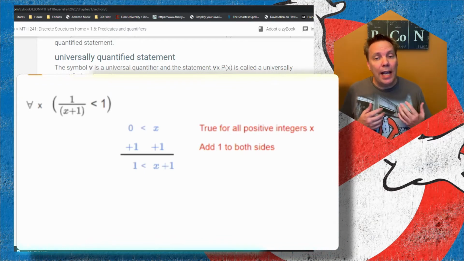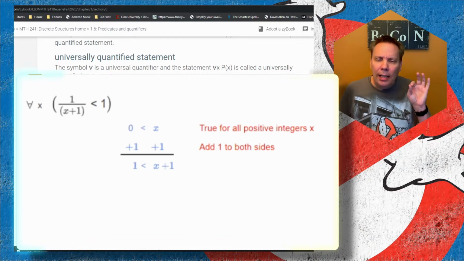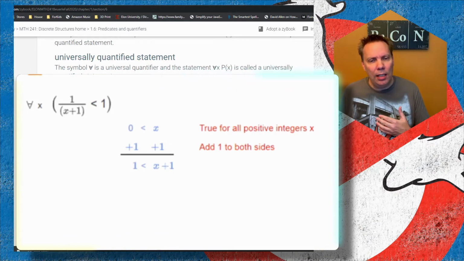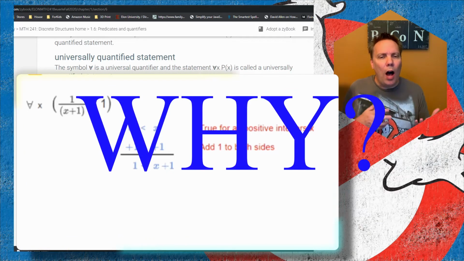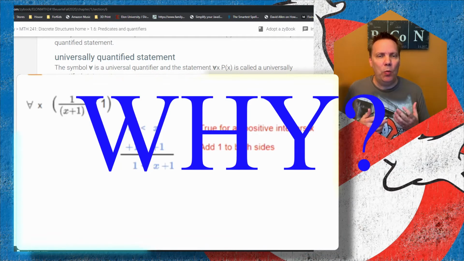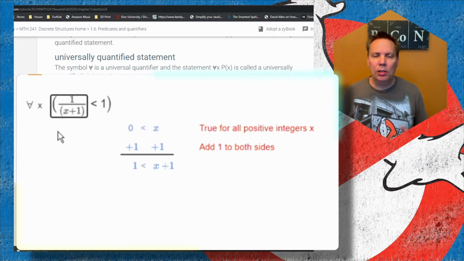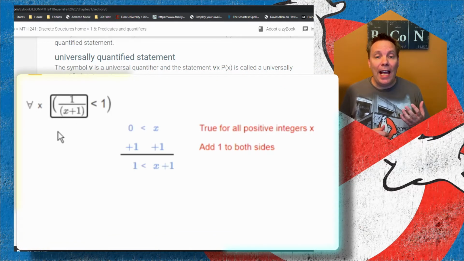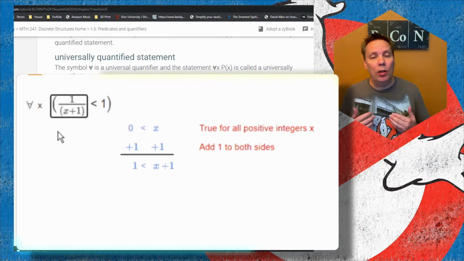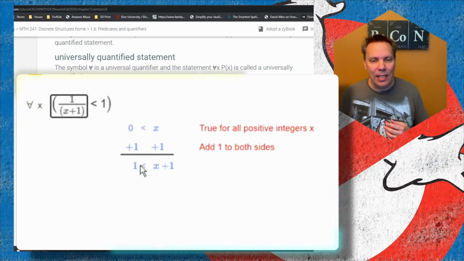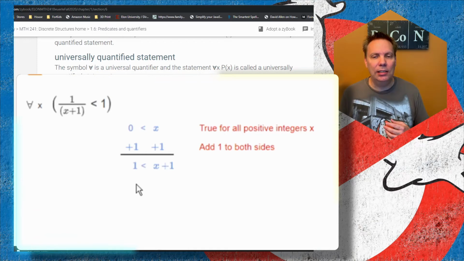What I can do is add 1 to both sides. The key thing here is not that I'm allowed to add 1 to both sides. It's why do we want to add 1 to both sides. Looking at the expression that we're trying to get to, we have an x plus 1. So I'm going to add 1 to both sides. Now what does that do? 0 plus 1 is 1. x plus 1 is, well, x plus 1. And adding 1 leaves the inequality exactly the same.